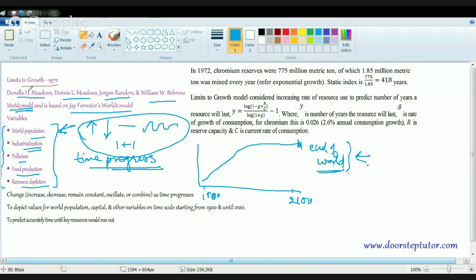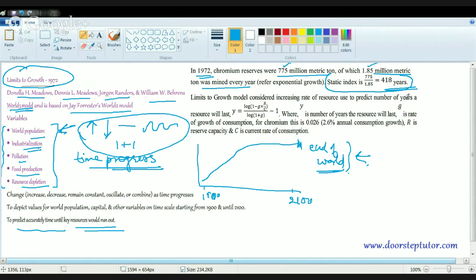And the next important thing that this limits to growth model tried to do was to accurately predict the time when we will run out of the resources. So it tried to predict the time for various resources. How was this calculated? Let's go into that. Let's say in 1972 we have 775 million metric tons of reserves for chromium, and every year we are mining 1.85 million metric tons. So he said that if we try to find out the static index, it's very simple: 775 divided by 1.85. So we can say that chromium, if mined every year at 1.85 million metric tons, would last for 418 years.